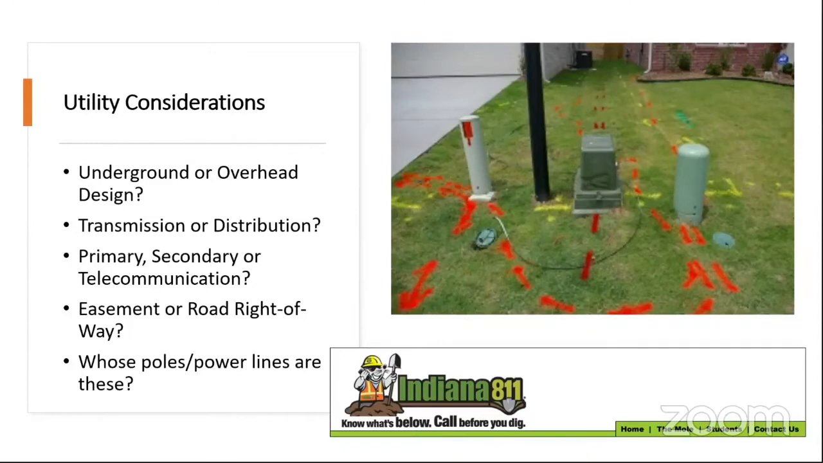Oftentimes, especially in urban areas, there are utility easements and rights of way that require special permission in order to plant a tree. And that's not necessarily to prevent you from installing a new tree near your house, but making sure that you install it in a safe, sustainable location for the future.